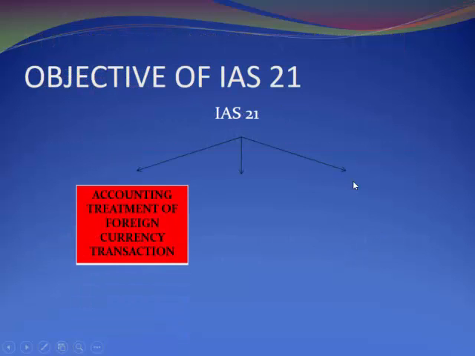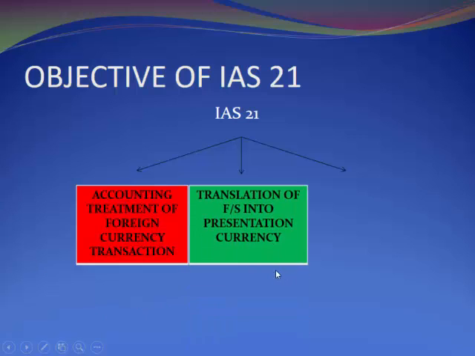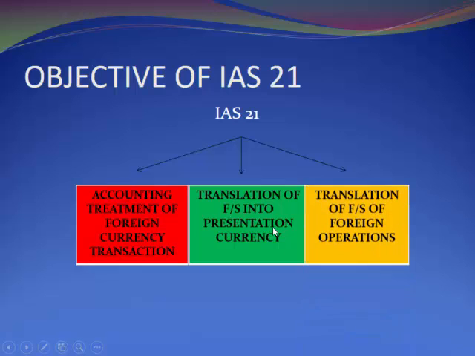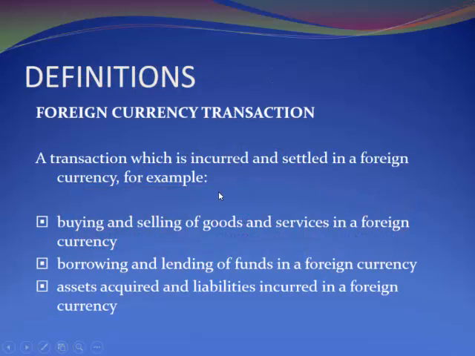The objectives: the accounting treatment of a foreign currency transaction and the translation of your financial statements into a presentation currency, or the translation of financial statements of a foreign operation or a foreign branch. Let's look at the definitions. A foreign currency transaction is a transaction which is incurred and settled in a foreign currency.